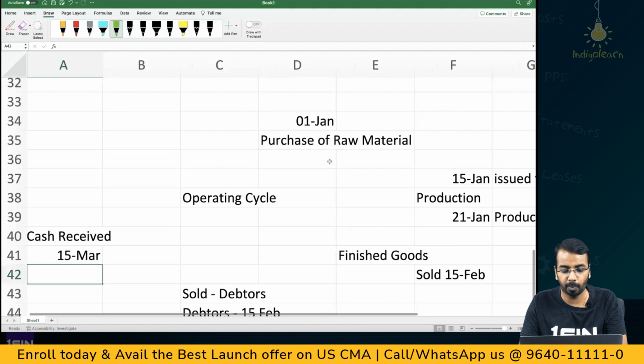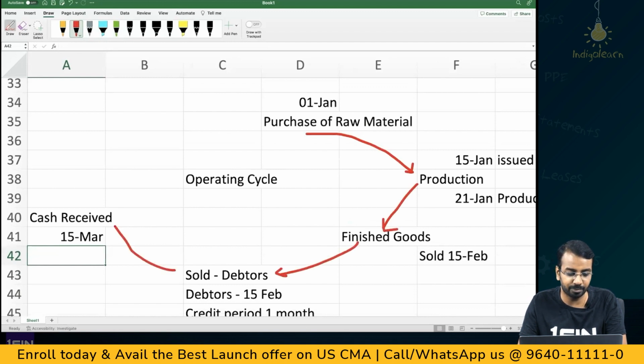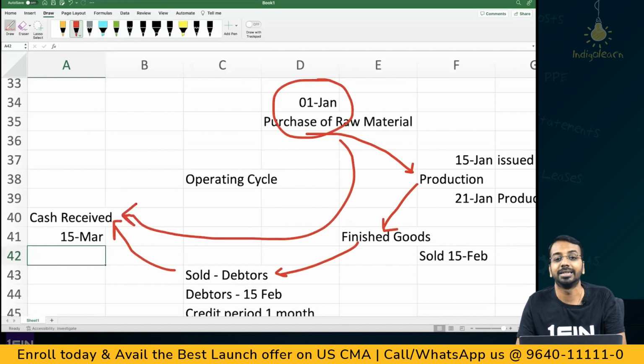So if you see this cycle, you purchase raw material, you give it to production. From production, it becomes finished goods. From finished goods, it becomes debtors. From debtors, it becomes cash received. The time it takes from 1st of January to complete this entire cycle and to reach 15th of March, this is called the operating cycle.